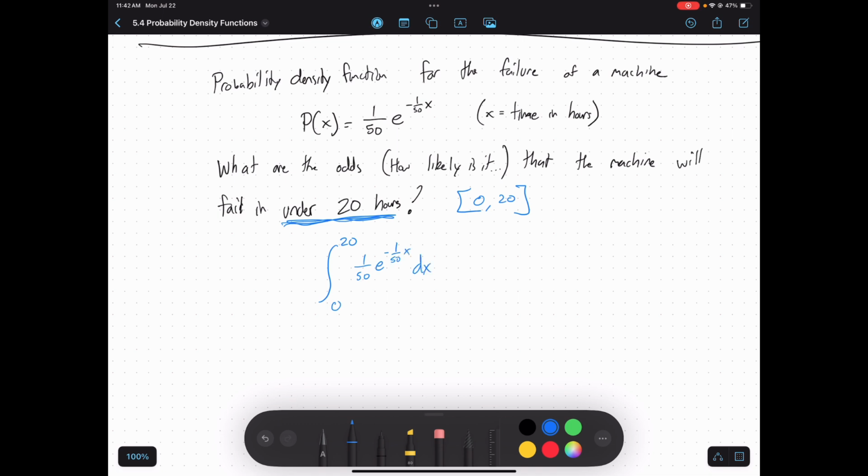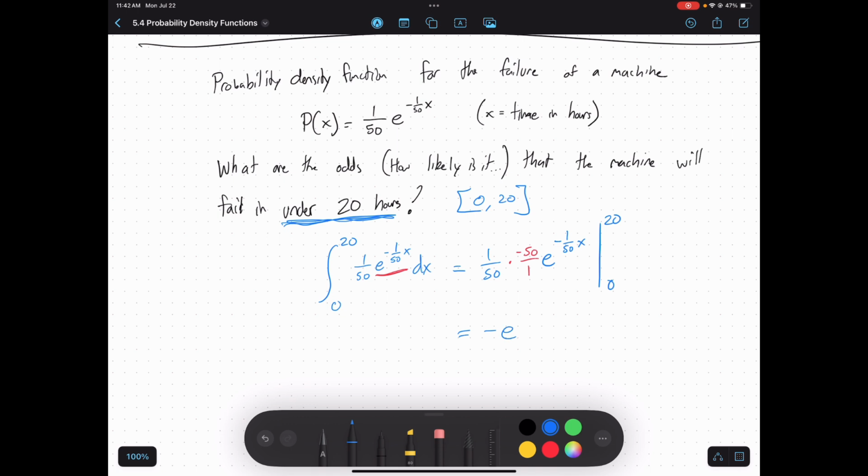Then I integrate it. I know how to integrate these functions. When I integrate this, first of all, I can just keep the constant on the outside and then integrate this piece. That piece is just e to a constant times x, so I'm just going to divide by that constant. So I'm going to divide by negative 1/50, which is the same thing as multiplying by negative 50 over 1. Then I keep everything else the same, so I'm left with e^(-x/50). That's what I get when I integrate it, and then I have to use those bounds from 0 to 20.